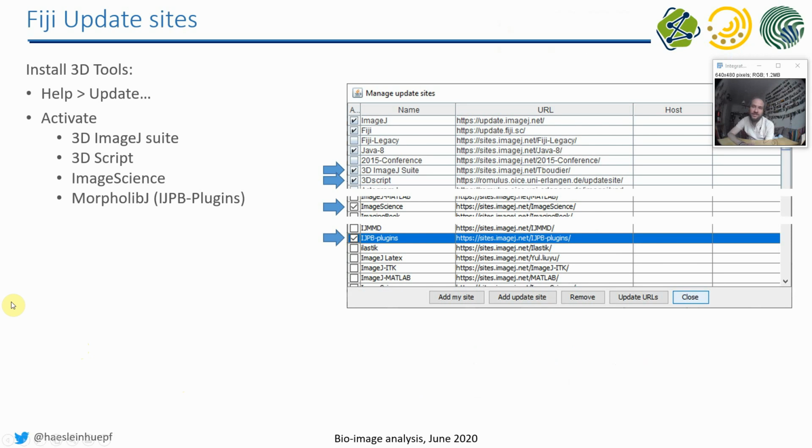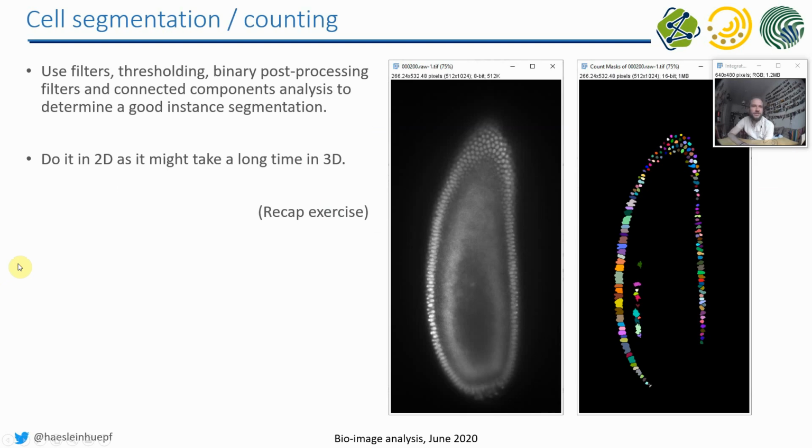First of all, install in ImageJ these plugins. The ImageJ 3D suite, the 3D script image science is a toolbox for image processing in very general, which is needed by the 3D ImageJ suite. And also give MorphoLibJ a try, because there are also many three-dimensional operations in there. And then process the Drosophila dataset in the folder provided.